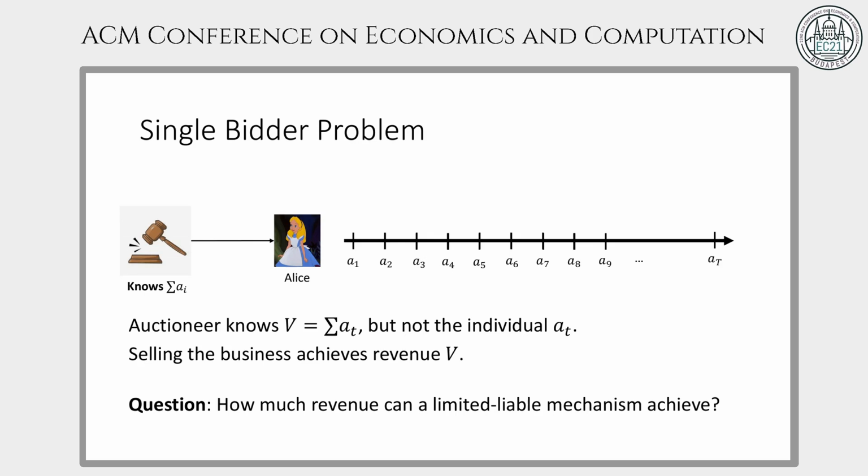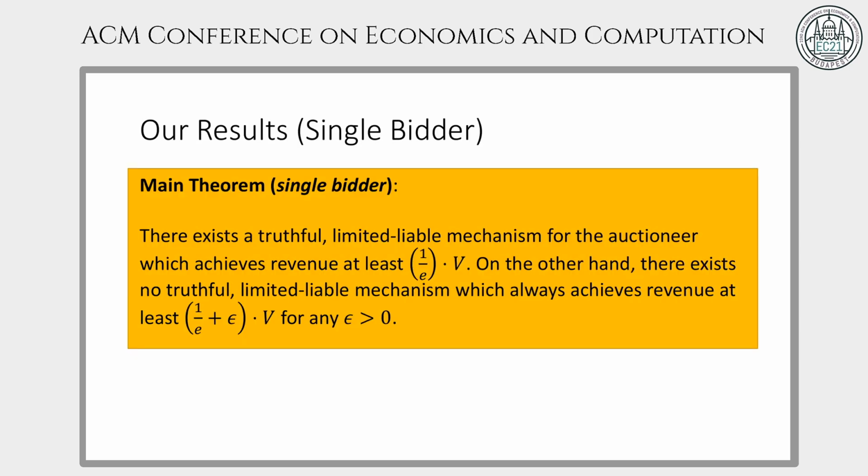The question we ask is, how much revenue can a limited liable mechanism achieve in the same setting for the same problem? And what we show is that there exists a truthful limited liable mechanism for the auctioneer which achieves revenue at least 1/e times this benchmark. And this is in fact tight. For any constant strictly greater than 1/e, there is no truthful limited liable mechanism which always guarantees that approximation ratio.